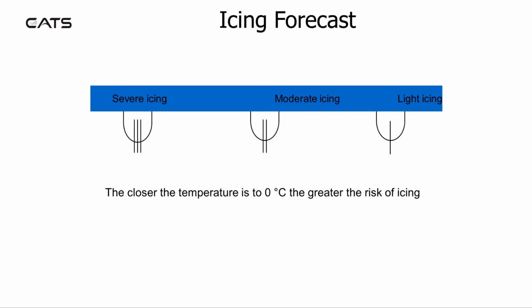Icing forecasts. Severe icing has the shape kind of like a cat's paw with 3 claws coming out of it. Moderate icing has 2 claws and light icing just has 1. The closer the temperature is to 0 degrees Celsius, the greater the risk of icing.